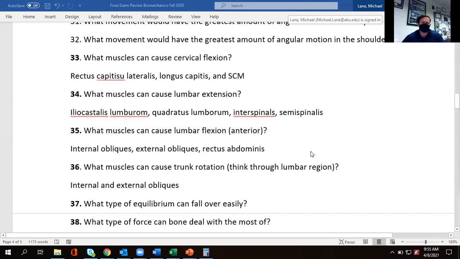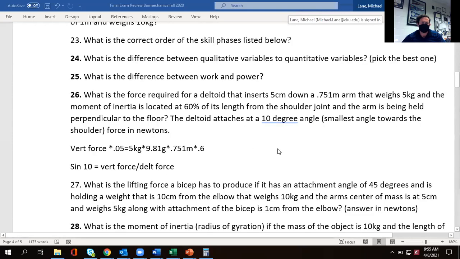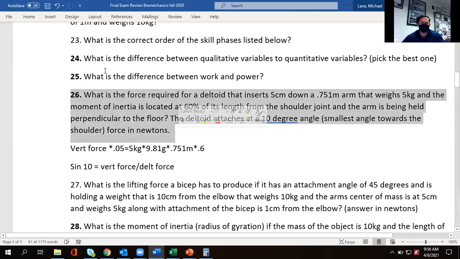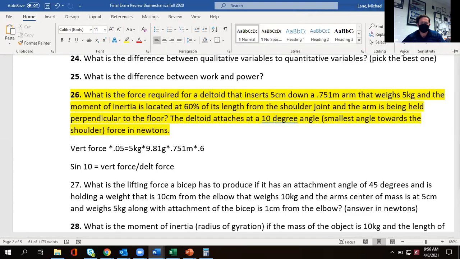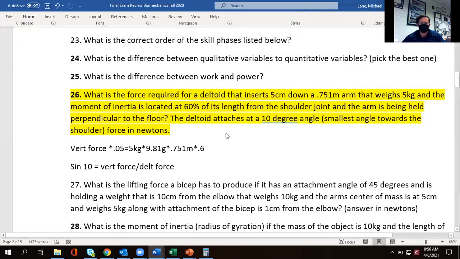Okay, 26 on the study guide. Force required for a deltoid that inserts 5 centimeters down a 0.751 meter arm. So make sure right there you don't lose the fact that these numbers are different. So this deltoid, we need to put in 0.05 meters whenever we enter it in. Weighs 5 kilograms, moment of inertia is at 60% of its length from the shoulder joint, and the arm is being held perpendicular to the floor. So straight out. Deltoid attaches at a 10-degree angle.